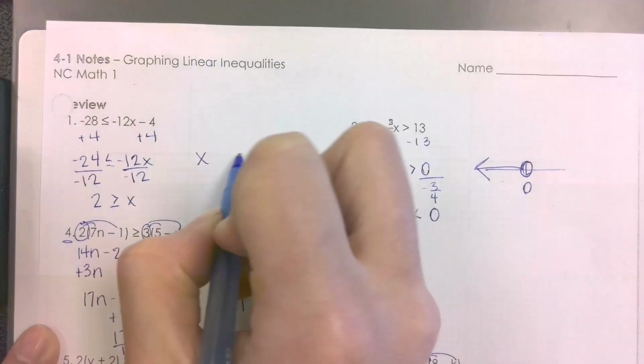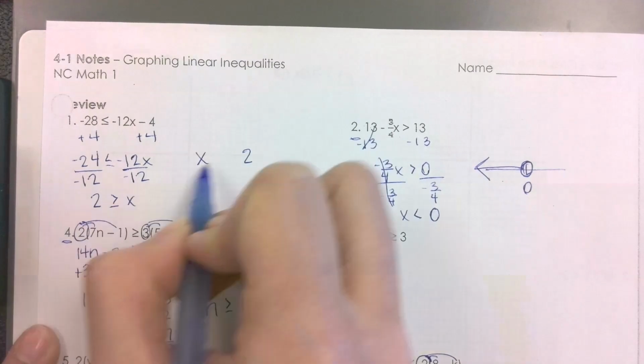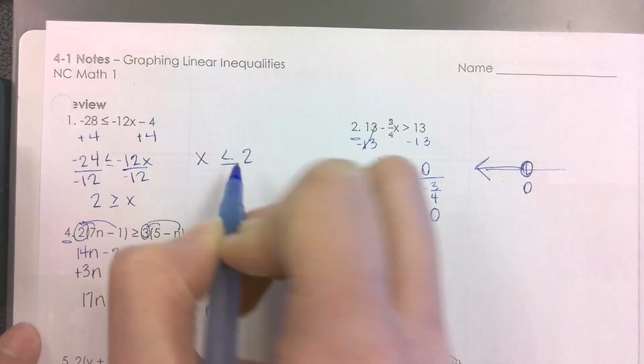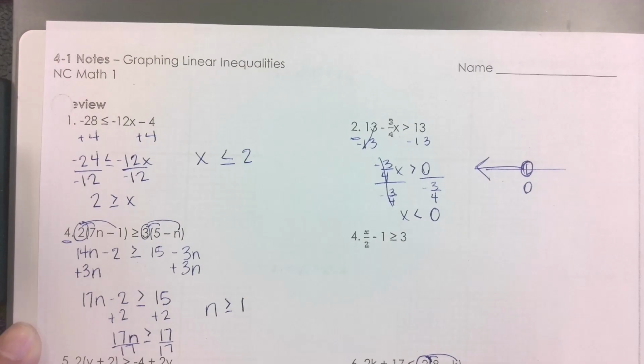So what should we do instead? X less than or equal to 2. So it's open to the 2 here. We need to keep it open to the 2 here. Is that all right? Questions on any of that?